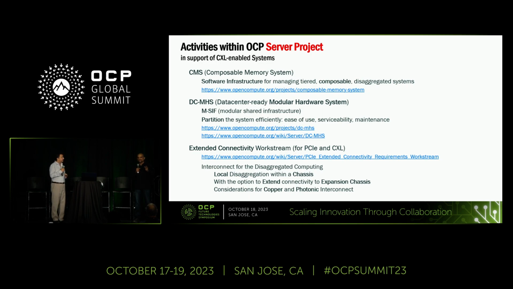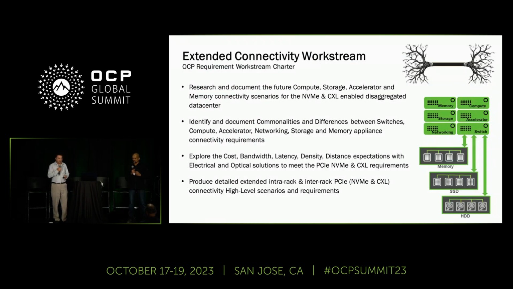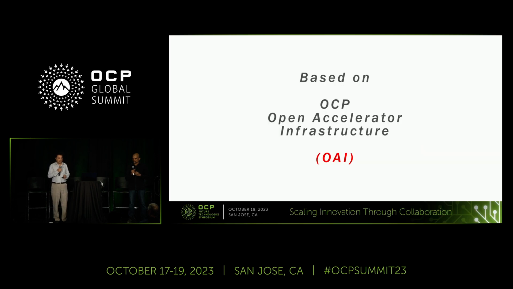One quick point, there's an experience center which is showcasing many of these things. If you haven't had a chance, you should take a look and walk around in the experience center upstairs. There are simple diagrams over here. You can go into the websites and get the wikis. DCMHS is very active. They have produced their specifications. It is publicly available. Extended connectivity is another active group that is extending the reach between multiple chassis.